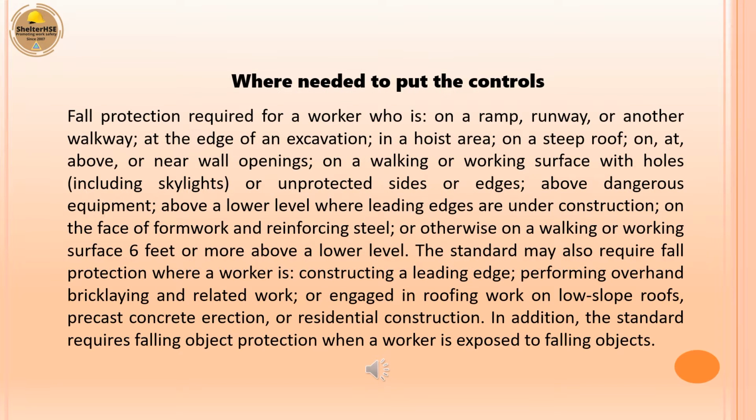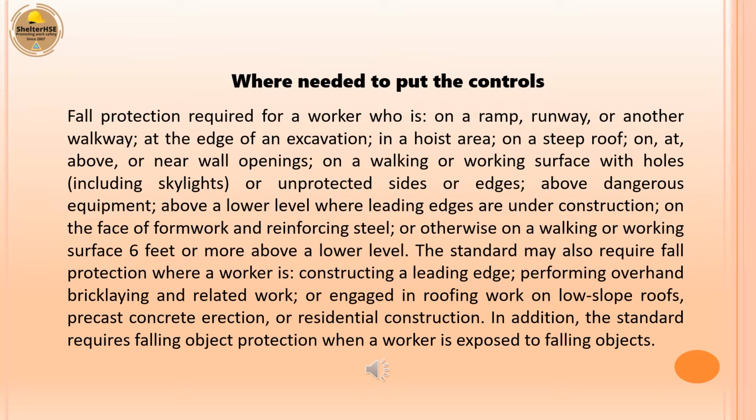Fall protection is required for a worker who is on a ramp, runway, or another walkway, at the edge of an excavation, in a hoist area, on a steep roof, on, at, above, or near wall openings, on a walking or working surface with holes, including skylights, or unprotected sides or edges, above dangerous equipment, above a lower level where leading edges are under construction, on the face of formwork and reinforcing steel, or otherwise on a walking or working surface 6 feet or more above a lower level.